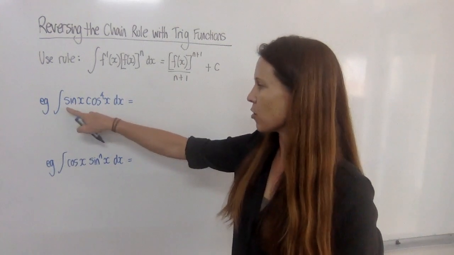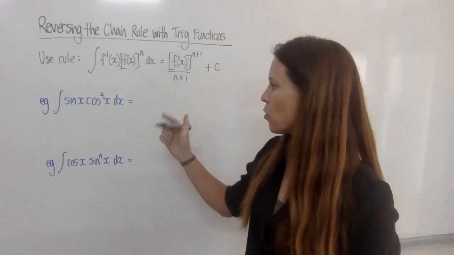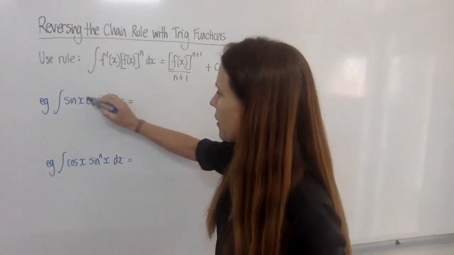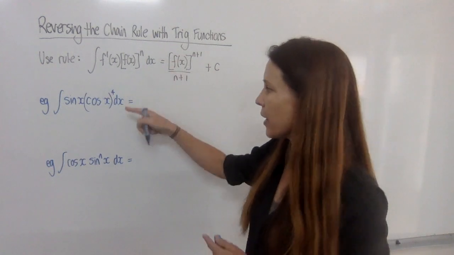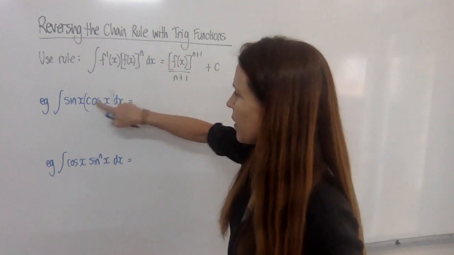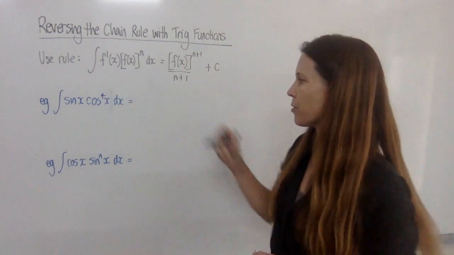We have the integral of sine x times cos x all raised to the power of 4. So if you prefer to see it written like that, so that it's more familiar and you can see what to do with it, go ahead and rewrite it like that. It's absolutely fine. I'm just going to leave it for now, but I'm thinking in my head of what it looks like when I have it written that way.